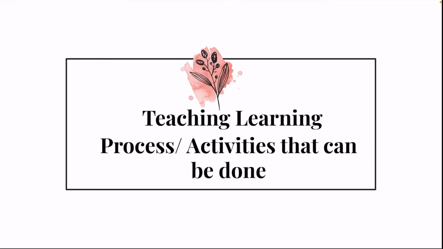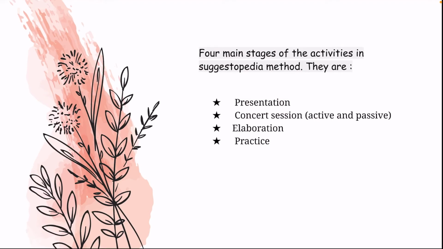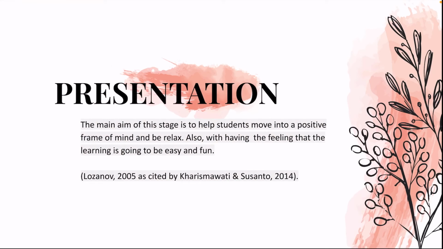The next one, we are going to talk about the teaching and learning process or activities that can be done. There are 4 main stages of the activities in the Suggestopedia method. The first one, presentation. The main aim of this stage is to help students move into a positive frame of mind and be relaxed, with the feeling that the learning is going to be easy and fun.